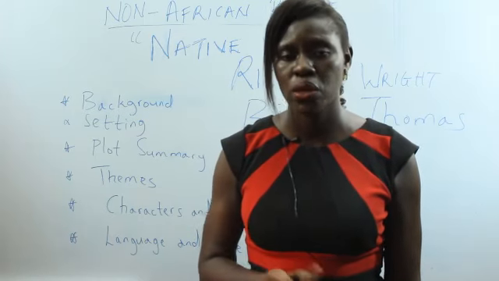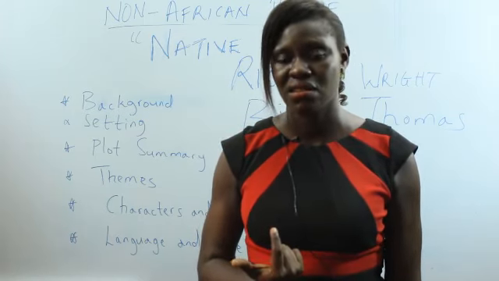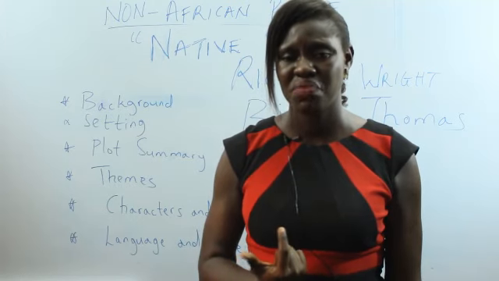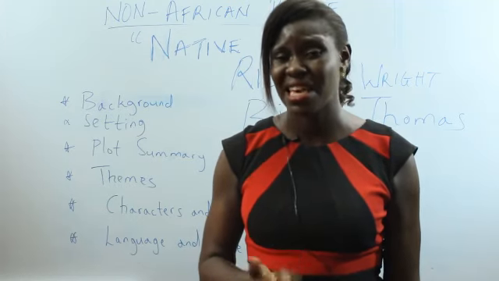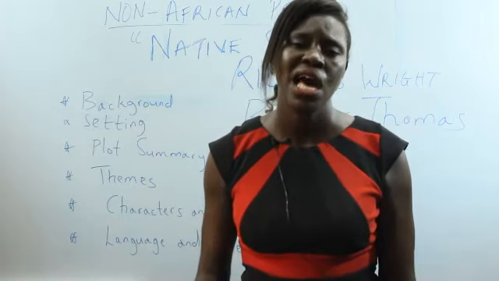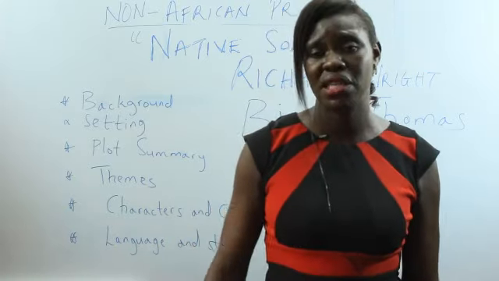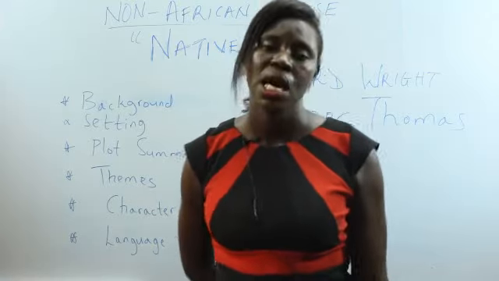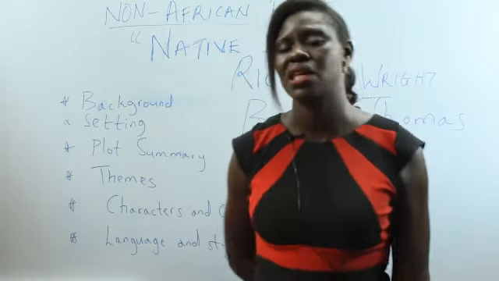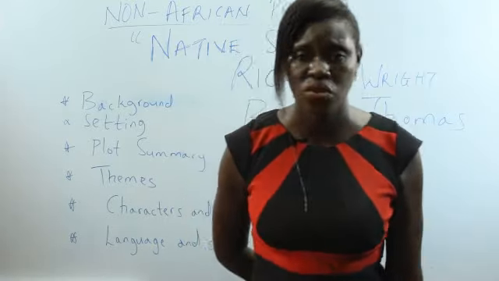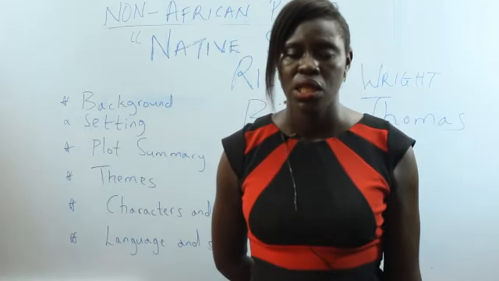Now, you begin to wonder what is the difference between Bigger killing Bessie, a black person like himself, and him killing Mary Dalton, who is a white woman. As the story progresses, we begin to understand the reason for Bigger's actions. Now, Bigger is on the run.